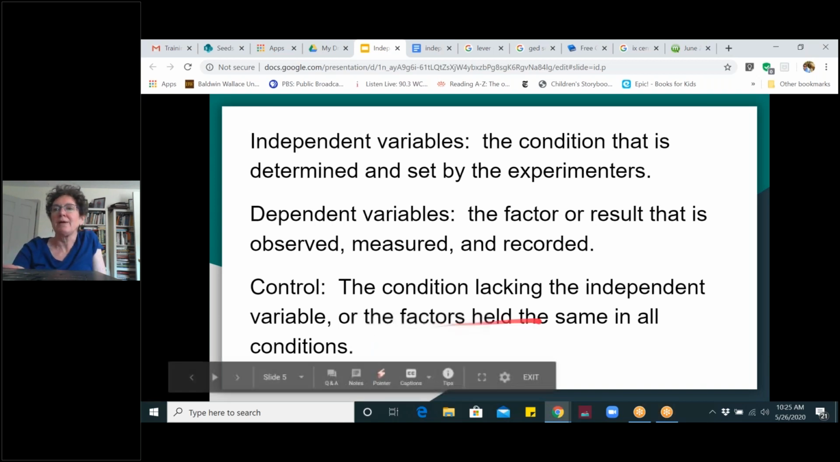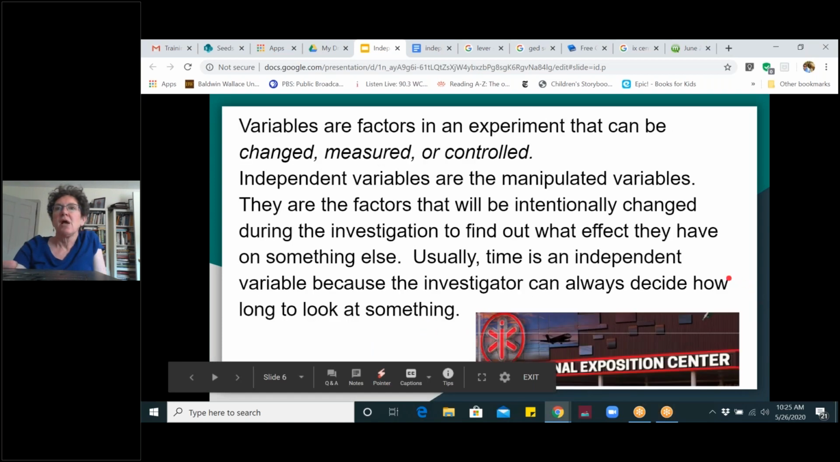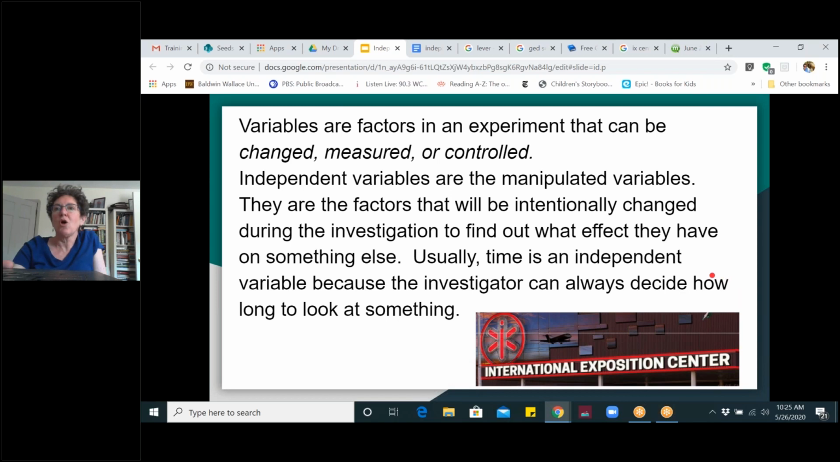Okay, let's look at another definition. This one is long, but I think it helps. Variables are factors in an experiment that can be changed, measured, or controlled. Independent variables are the manipulated variables. This is a definition I see a lot. And manipulated means the experimenter manipulates them. The experimenter decides what they will be.